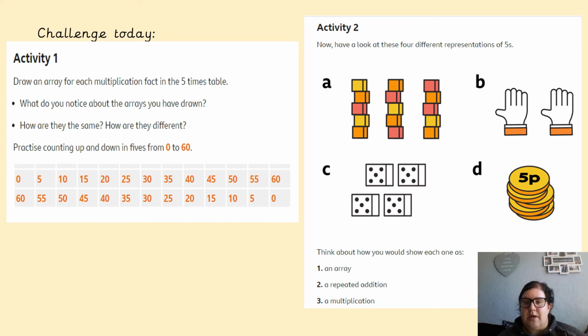Okay, so if you look at this one here, if you drew that as an array, you would have 2 columns with 5 in each column. Okay, because there's 5 fingers and 2 hands. If it was a repeated addition, it would be 5 add 5. And if it was a multiplication, it would be 2 times 5. So there's 1 done for you. You've only got 3 left to do.